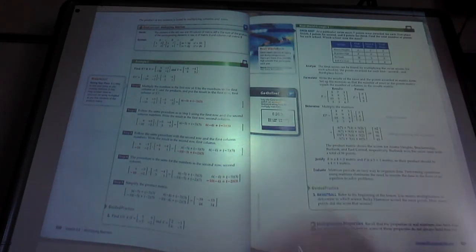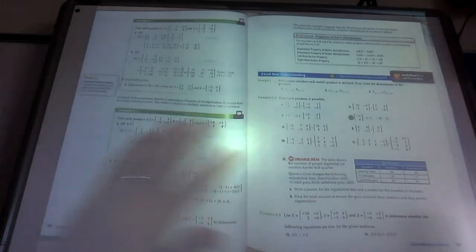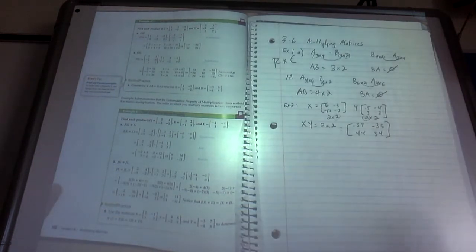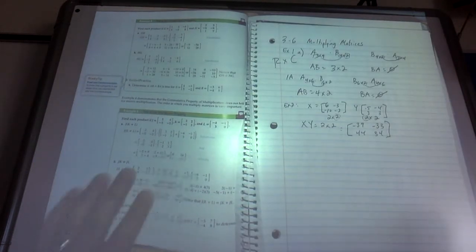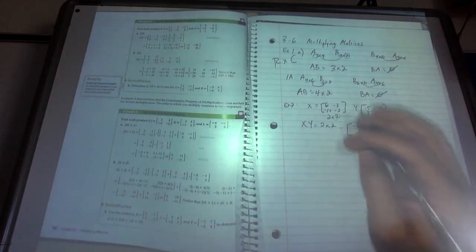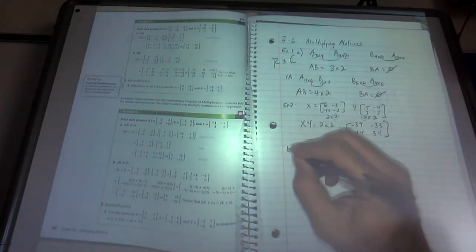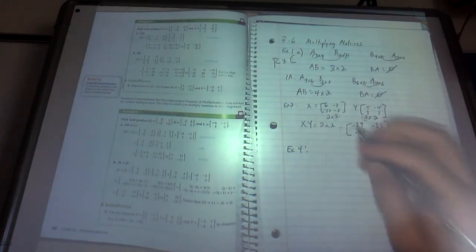All right, so let's move along. What's this going to look like for some other stuff? Go ahead and flip a couple of pages. Go to page 182. So what I want you to see now is this. So we're at example 4 at the top of page 182.